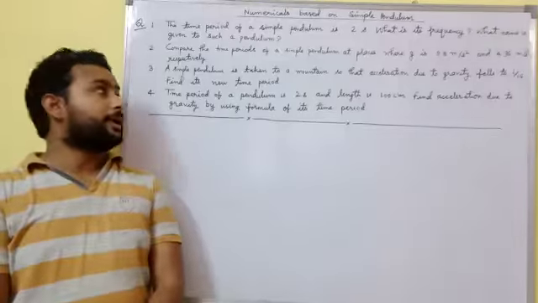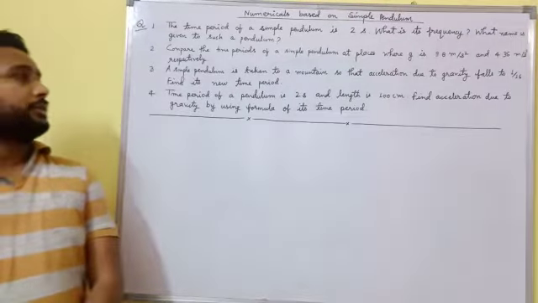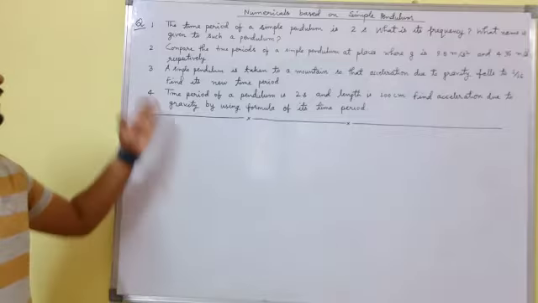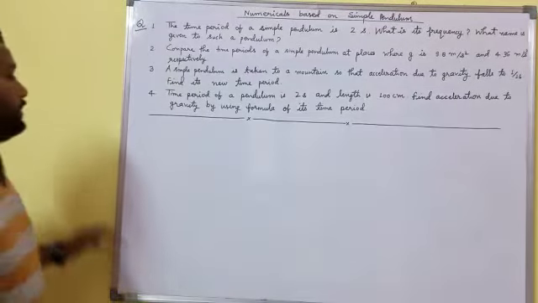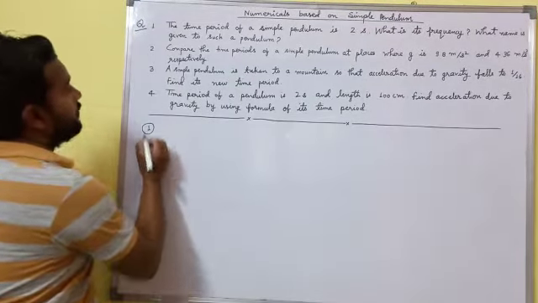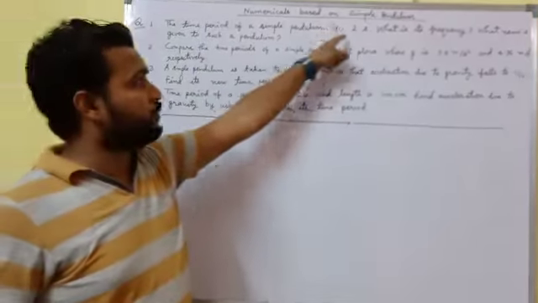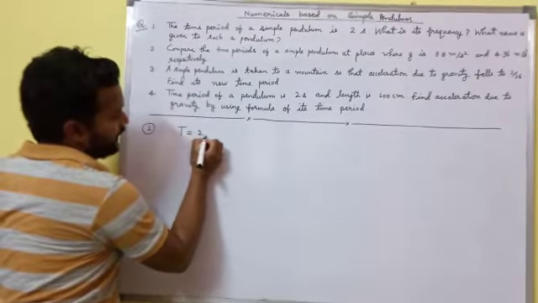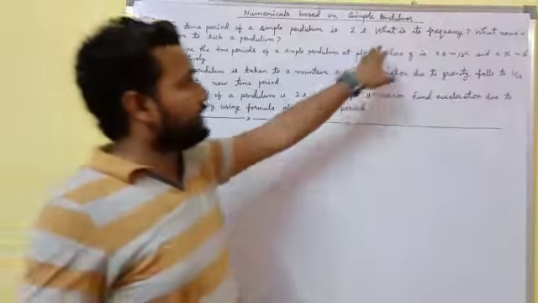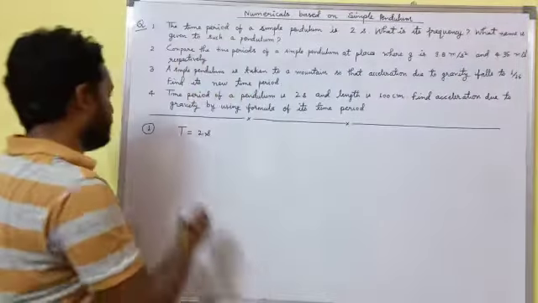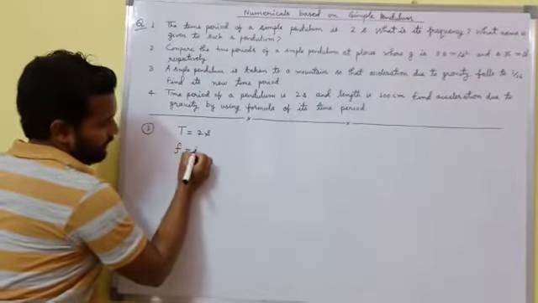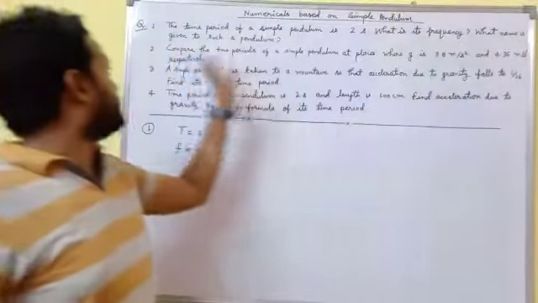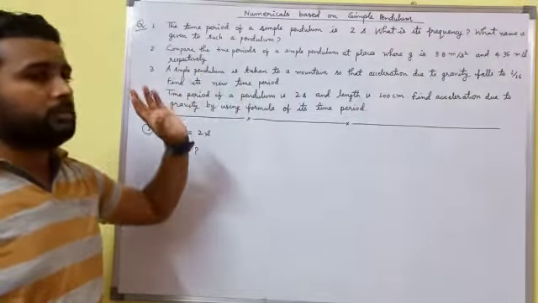Hello students, today we will discuss some numerical problems based on simple pendulum. The first problem is: the time period of a simple pendulum is 2 seconds. So first of all, write the value of T, 2 seconds. What is its frequency? It means find out the value of frequency. And what name is given to such a pendulum?